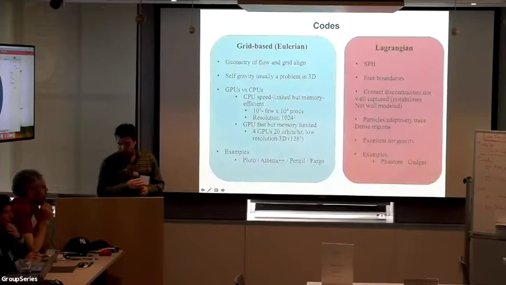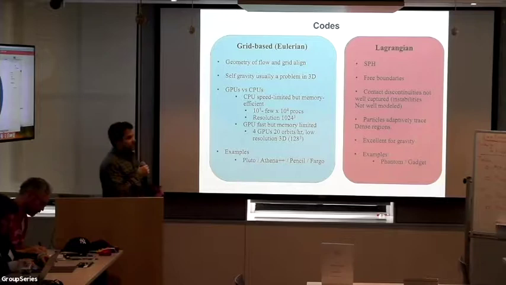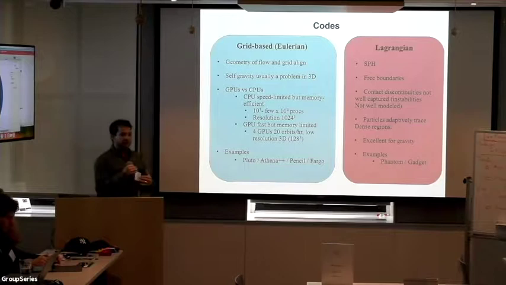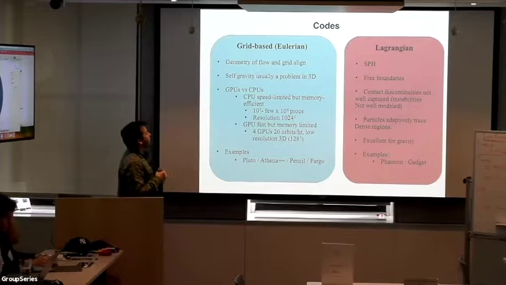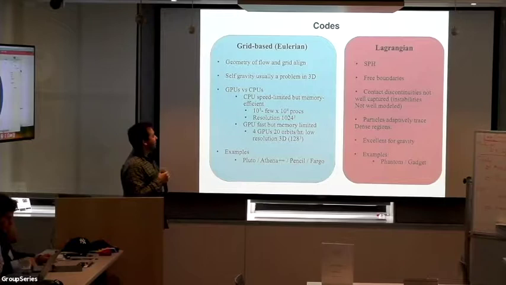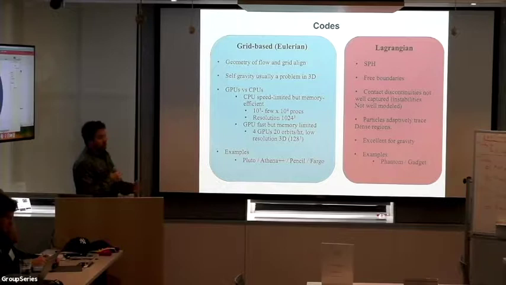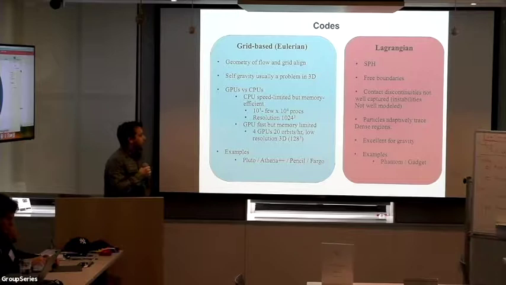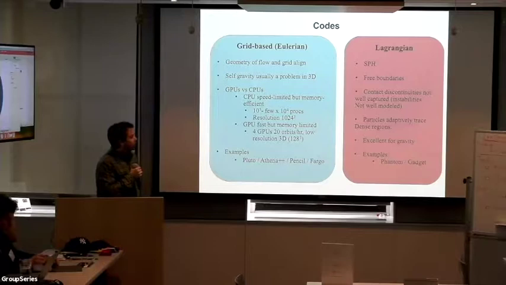So these are the type of codes that one usually sees in modeling disks. Grid-based codes, Eulerian, are quite good when you have the geometry of the flow matching the geometry of your grid. Self-gravity is usually hard to code because it's an elliptical problem to solve. In the past few years, we have seen the emergence of GPUs. GPUs are fast, but they are still limited in memory. CPUs, per core, are slower, but you do not have the limitation of memory.